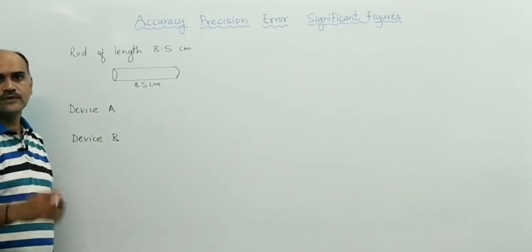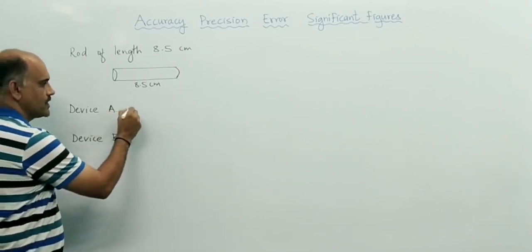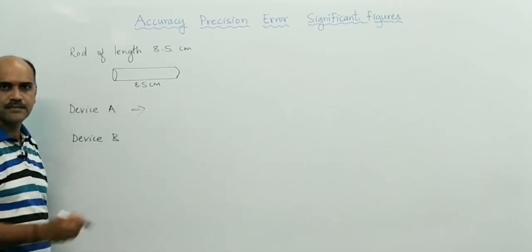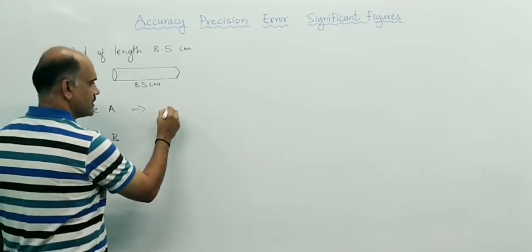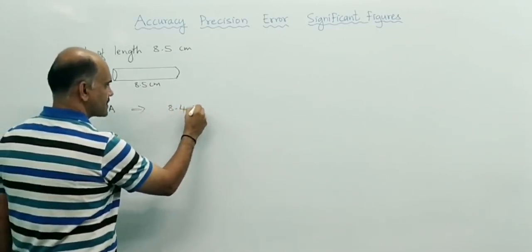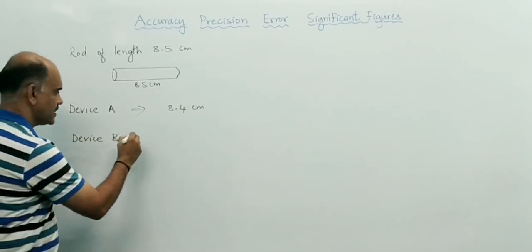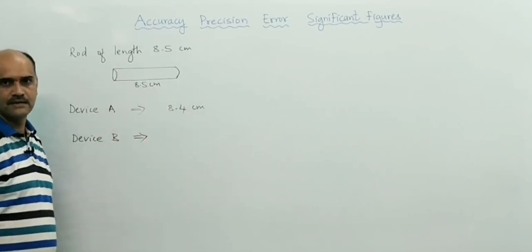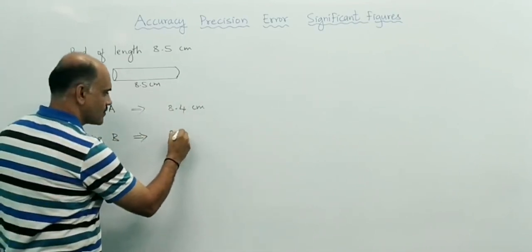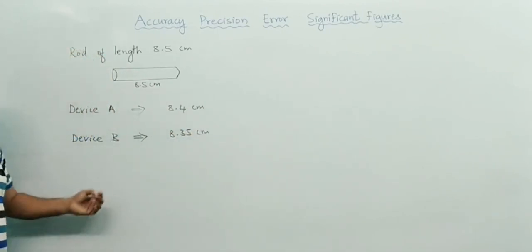Now you may think you are only measuring the length of that rod using a tape or a scale. So when you are using A, for example, you may get its value as 8.4 centimeters. Using device B, you are measuring its length and you are getting it as around 8.35 centimeters.